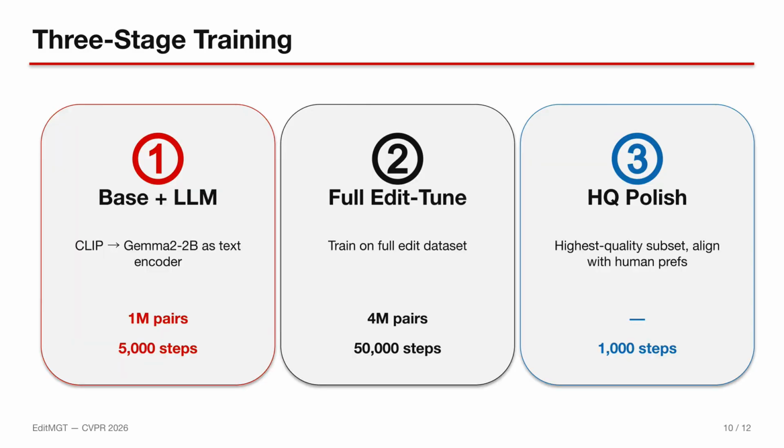Training proceeds in 3 stages. Stage 1. Replace CLIP with Gemma 2 billion as the text encoder, aligning on 1 million image text pairs for 5,000 steps. Stage 2. Full edit tune on 4 million pairs for 50,000 steps. Stage 3. 1,000-step polish on the highest quality subset.